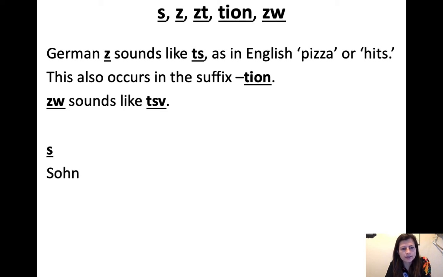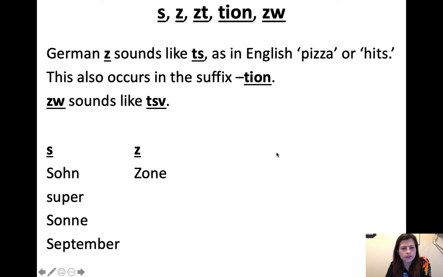So let's look at some of these. A normal S at the beginning of a syllable, we'll just review these to contrast them. Sohn, super, Sonne, September. So that's the normal S. And then the Z is Zone. So you hear the difference between Sohn and Zone. TS, very different sound. Zone.